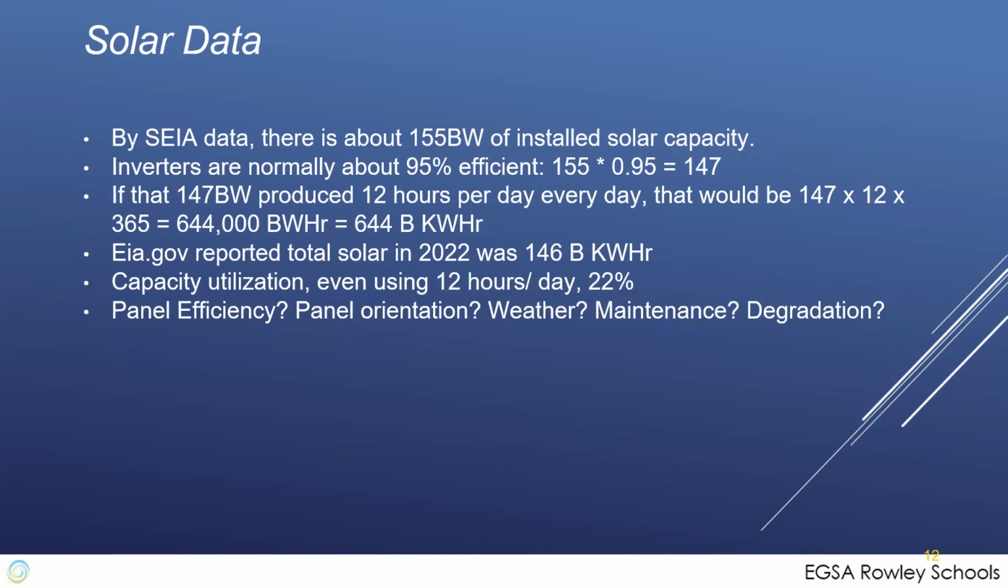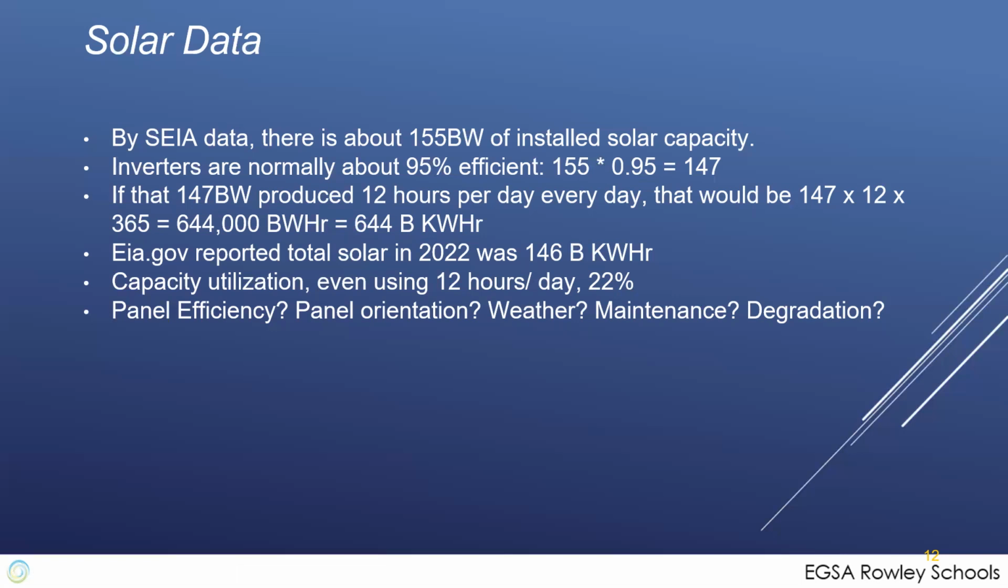So here's some solar data. Again, we're looking at where power comes from. Solar, EIA data, is about 1.5 billion watt hours of installed capacity. Inverters are about 95% efficient. So there are some issues that come up with solar. Why aren't we getting what we say we're going to get, right? We have a capacity utilization of about 22%, so only a fraction of the power that we expected to get from solar is what we're getting.